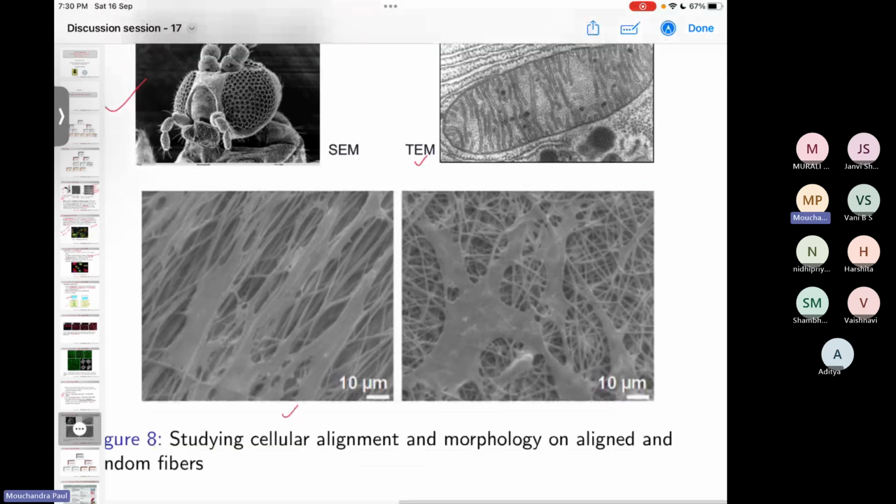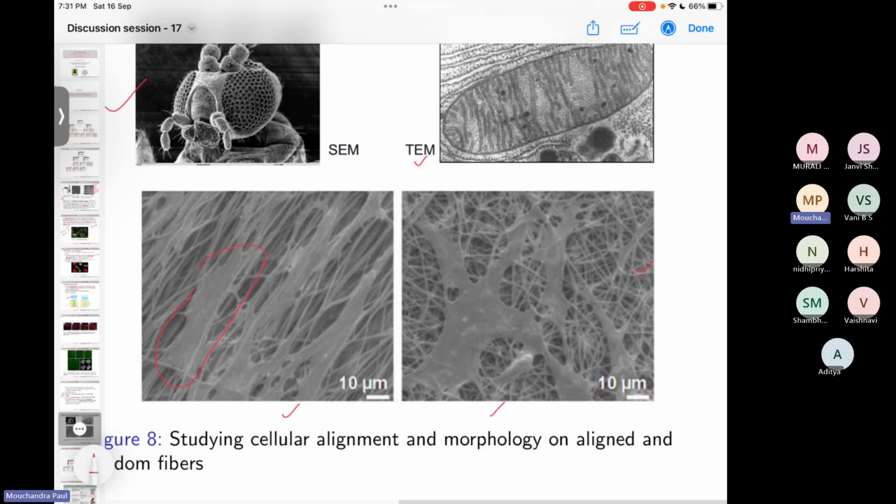Whereas these two figures, again taken from a research paper, are trying to show how the cells have aligned on different types of nanofibrous scaffold matrix. Here the fibers are aligned, not exactly aligned like you have to keep them side by side, but you can see most of the fibers are running in the same direction. But here the fibers are random, forming a mesh. So they are trying to show this. This is the cell.